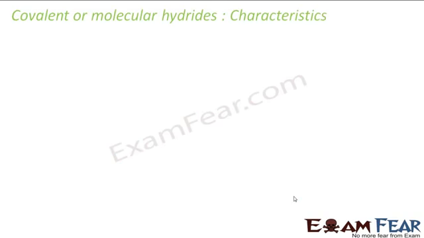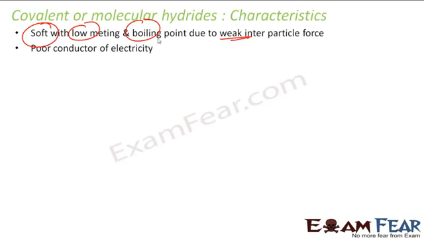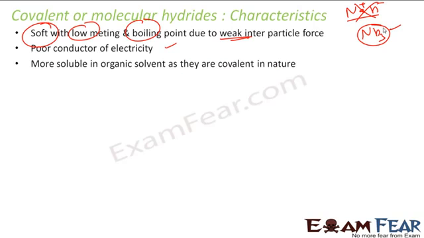Now let's understand the covalent or molecular hydride characteristics. They are soft and have low melting and boiling points. Why? Because they have weak interparticle forces, covalent bonds. The next is they are poor conductors of electricity. Yes, because they don't have ions. If you talk about NaH, sodium hydride, they have ions. But if you talk about NH3, they don't have any ions. They're all covalent bonds, right? So they don't have any ions to conduct electricity, so they are poor conductors of electricity.